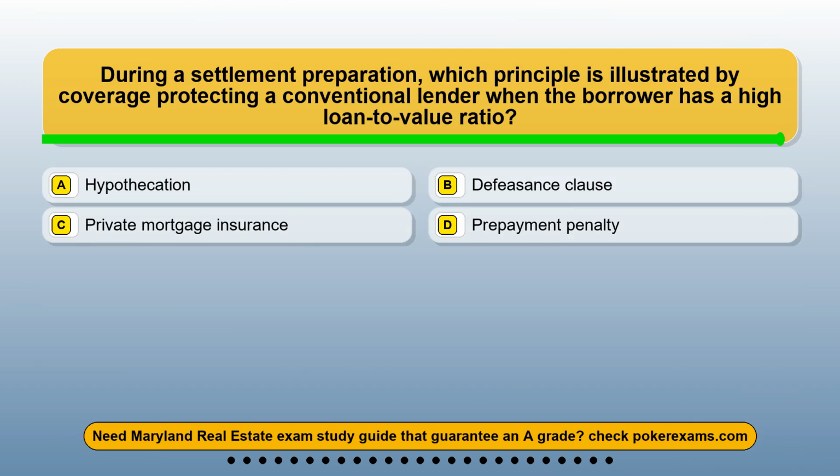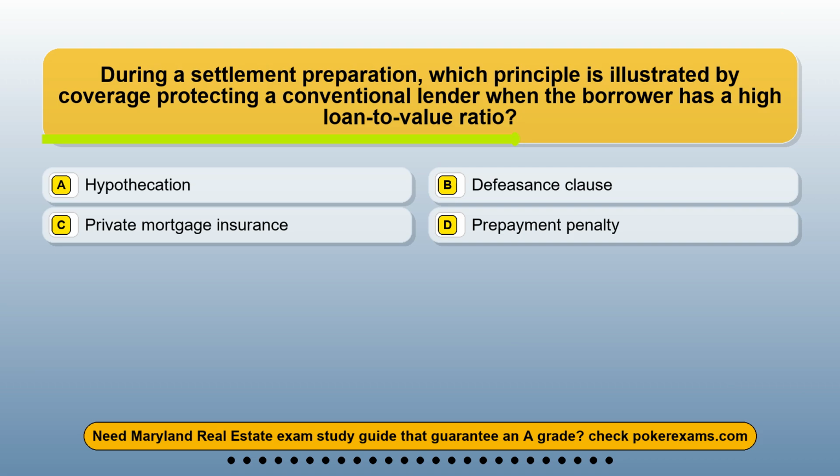Question 3. During a settlement preparation, which principle is illustrated by coverage protecting a conventional lender when the borrower has a high loan-to-value ratio? Option A. Hypothecation. Option B. Defeasance clause. Option C. Private mortgage insurance. Option D. Prepayment penalty.